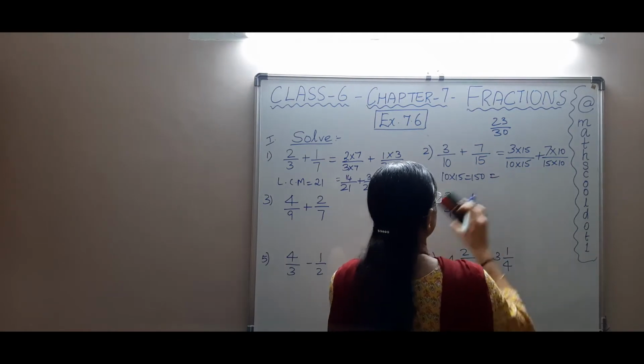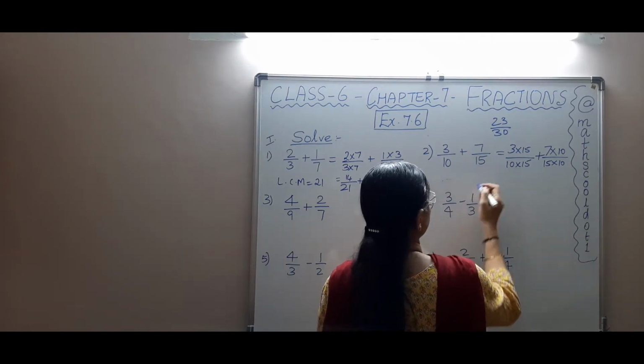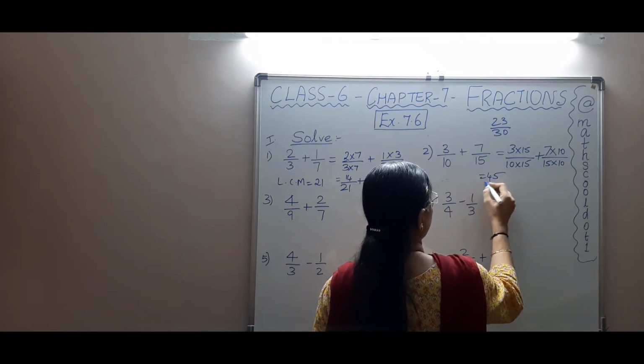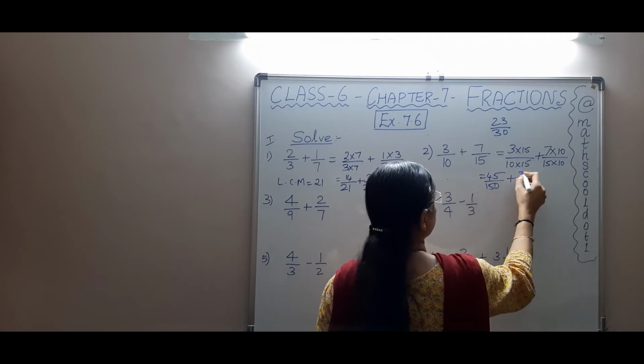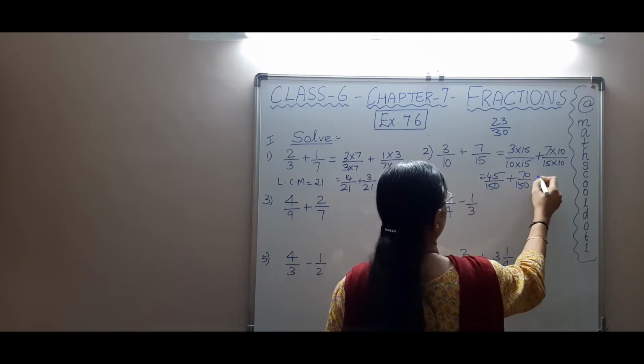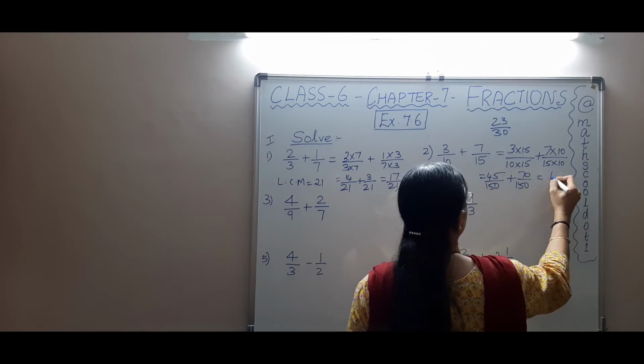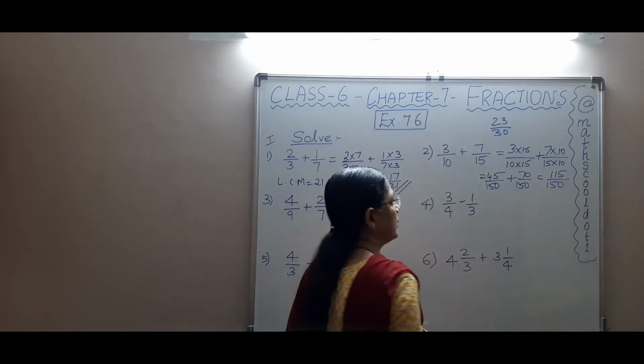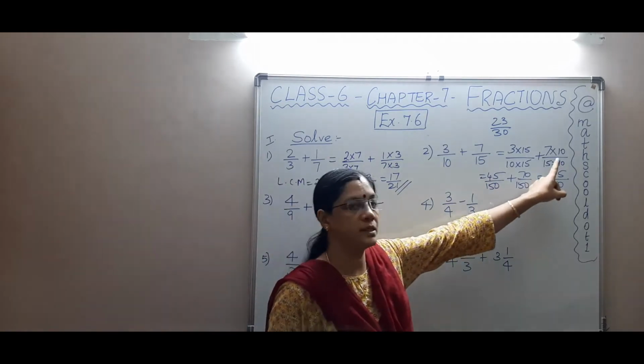Now this becomes, what is 3 into 15? It is 45 by 150 plus 70 by 150. Now you just add both these things. You will get 115 by 150. Now you just reduce this.